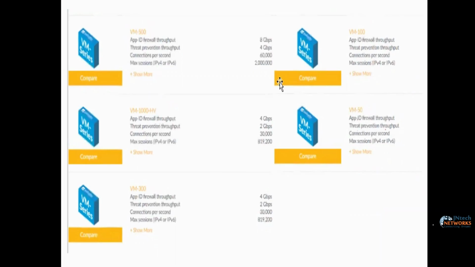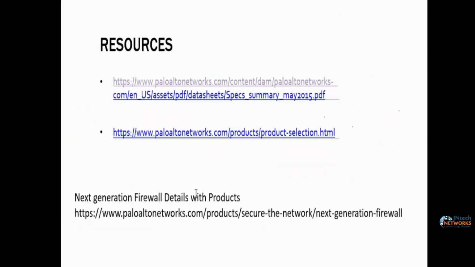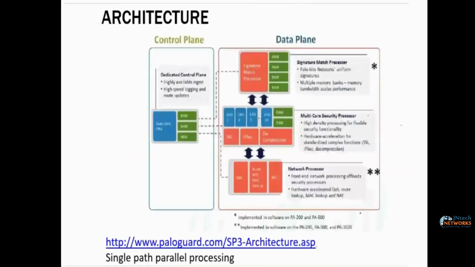So these are the hardware. These are some examples, everyone. You can go and check on the Palo Alto website. You can get other series and complete feature information. Now, we need to discuss the architecture of the Palo Alto firewall box. We need to know the architecture now.